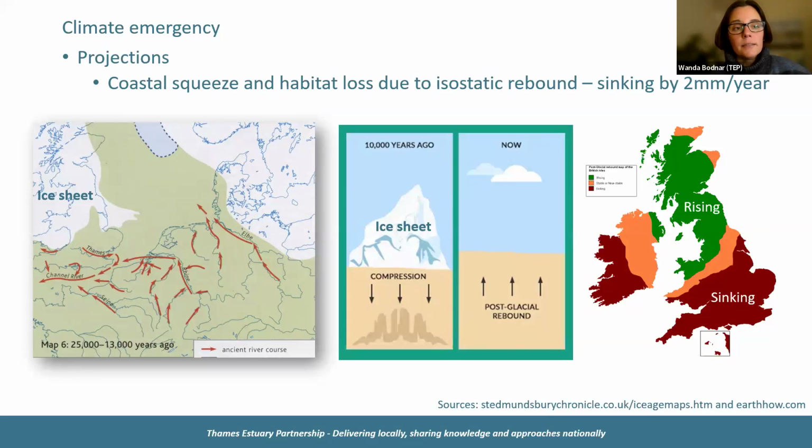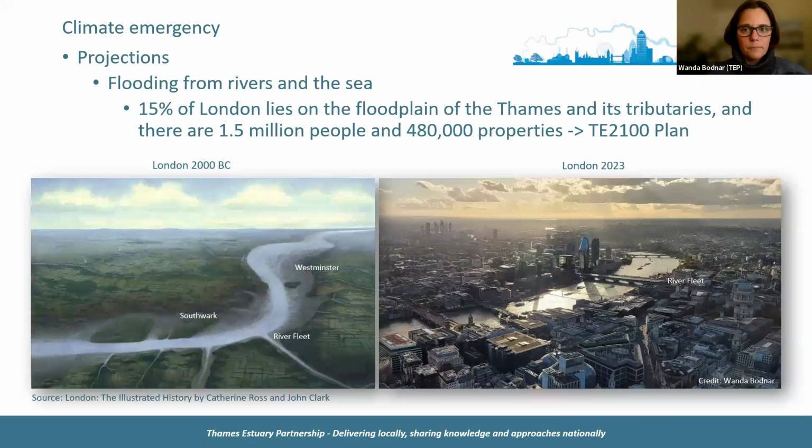In addition to this, southern England is sinking by about 2 millimeters per year due to the post-glacial rebound following the last ice age. With more intense downpours in the future and the sea level rise, the prevention of flooding is one of the most important tasks set out by the Thames Estuary 2100 plan, which is an initiative by the Environment Agency. And this is especially important because 15% of London lies on the floodplain.